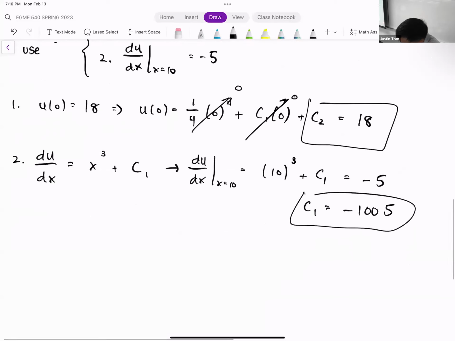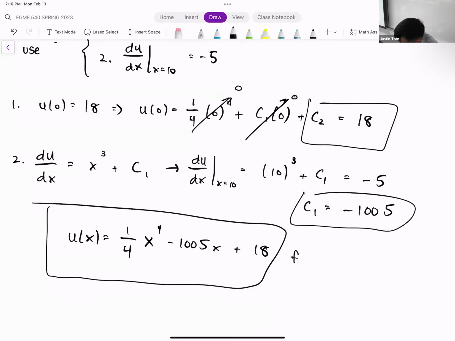If we plug both of these in, what we get is u of x is equal to 1/4 x to the 4th minus 1,005 x plus 18. And this is what I like to call the full solution, because all the arbitrary constants have been specified. So not only is this equation going to satisfy the original differential equation, but it's also going to satisfy our two boundary conditions as well.